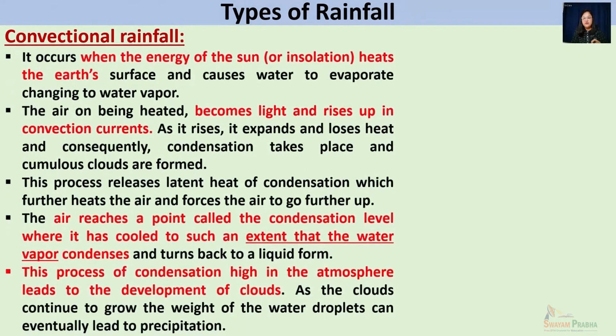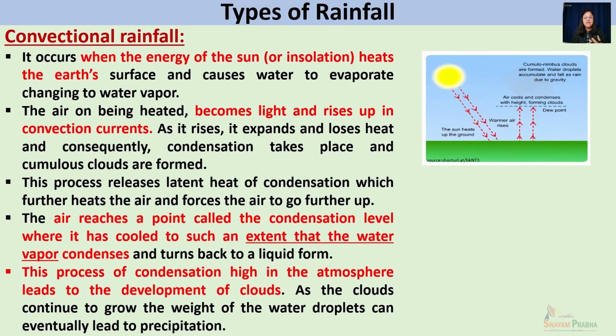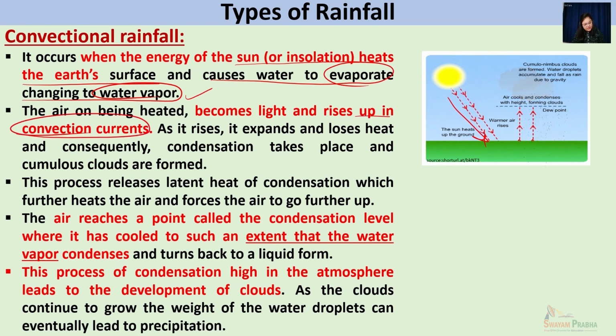First one is the convectional rainfall. As the name suggests, it is mainly associated with the heating and cooling of the Earth's surface and consequent heating and cooling of the air parcel which is lying above it. It occurs when the energy of the sun or insolation heats up the Earth's surface and causes water to evaporate, changing it to water vapor. The air on being heated becomes light and rises up in convection currents. As it rises, it expands and loses heat, and consequently condensation takes place and cumulus clouds are formed.